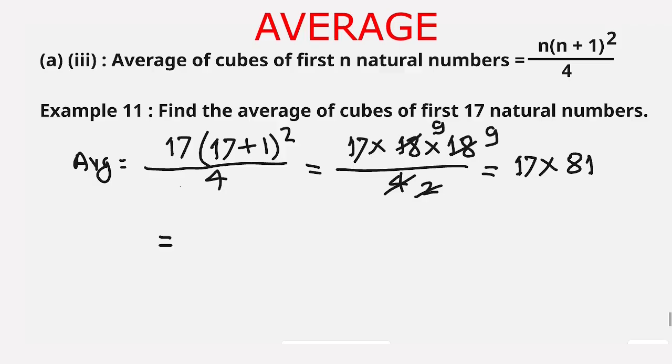17 times 1 is 17. We carry 1 and 17 times 8 is 136 plus 1 is 137. So this is equal to 1377. So the average of cubes of first 17 natural numbers is 1377. I hope you have understood the formula as well as the solution of the question using the formula. We go to the next point.